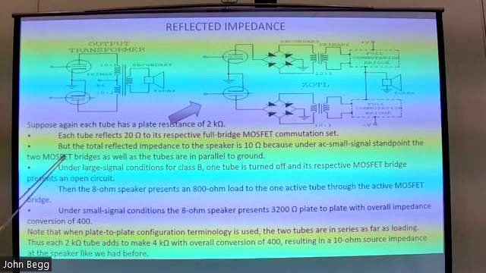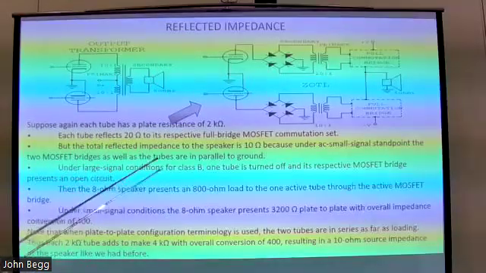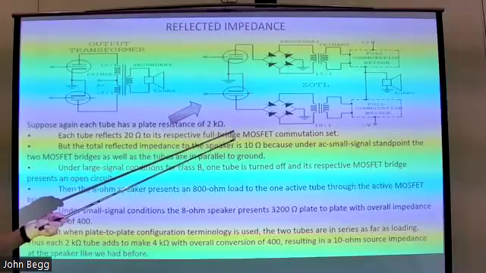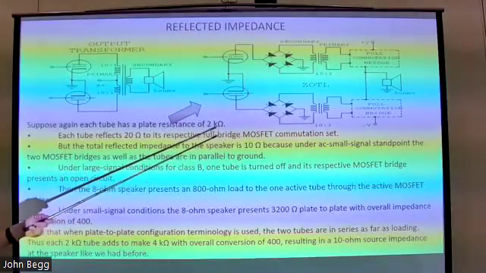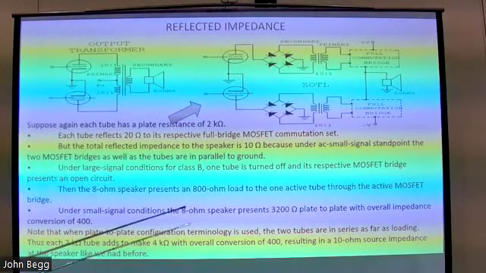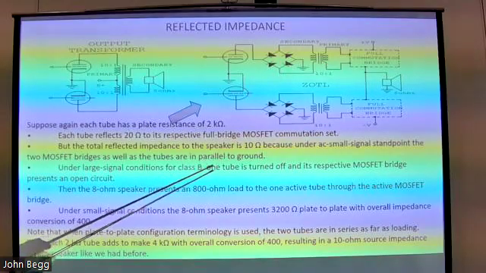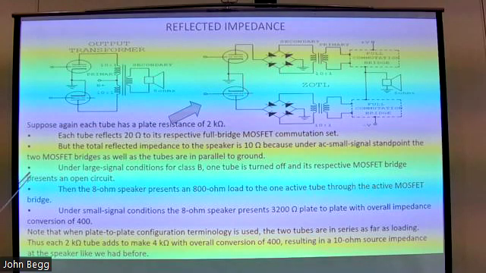But the total reflected impedance of the speaker is 10 ohms under small signal conditions, again because in this case the commutating bridges are in parallel. Anyway, the reflected total impedance to the speaker is 10 ohms. Gee, that sounds like the output transformer. The two MOSFET bridges, as well as the tubes, are in parallel to the ground under small signal conditions.